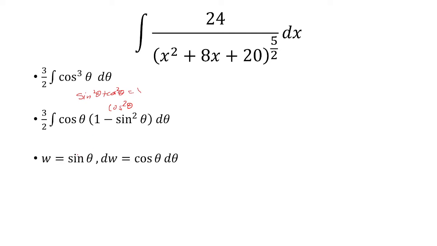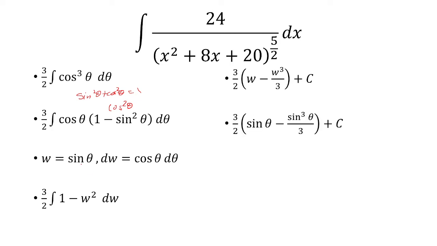We're going to make a substitution. We'll let w equal sine of theta. So dw will become cosine theta d theta. So that turns into 1 minus w squared dw. And then we have the 3/2 outside. Integrating this, the antiderivative of 1 is w. Antiderivative of w squared is w cubed over 3. And so now we no longer have an integral, so we can substitute back.